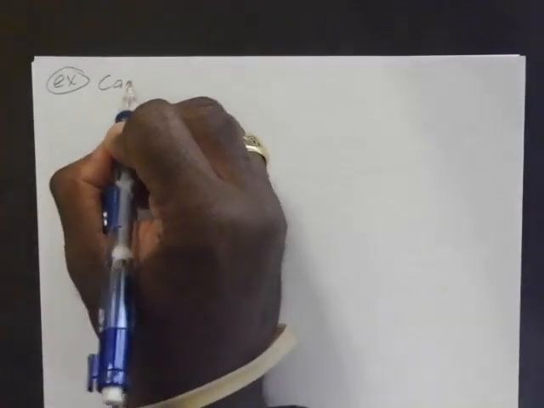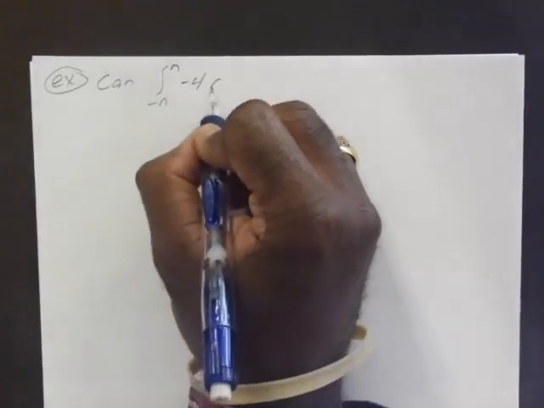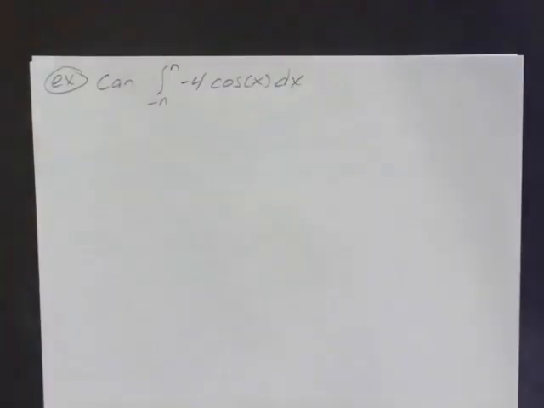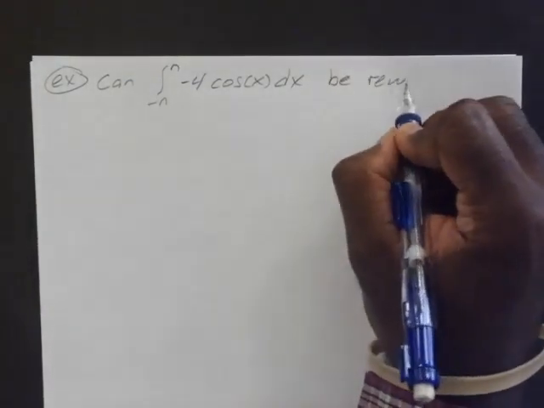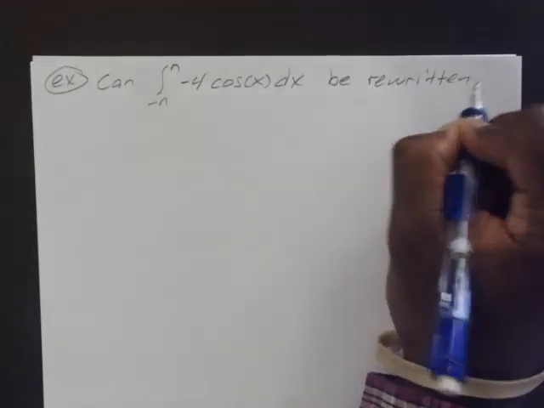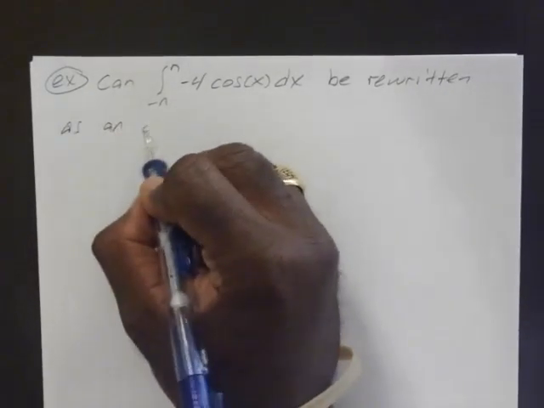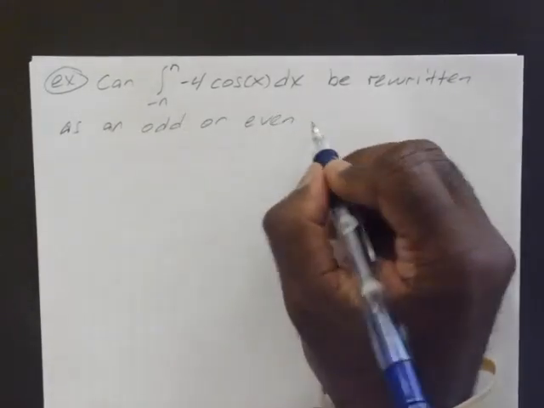So let's say if we want to know, can the integral from negative n to n of negative 4 times cosine of x with respect to x be rewritten as an odd or even integral?